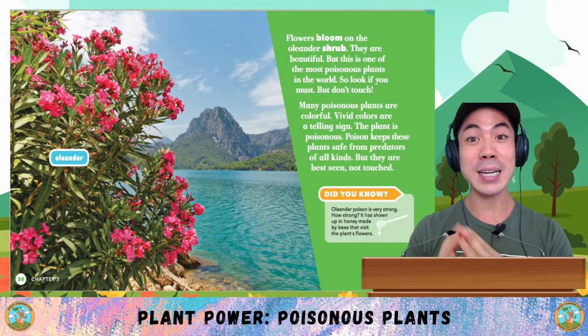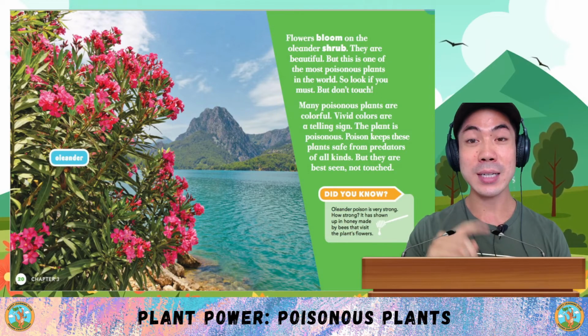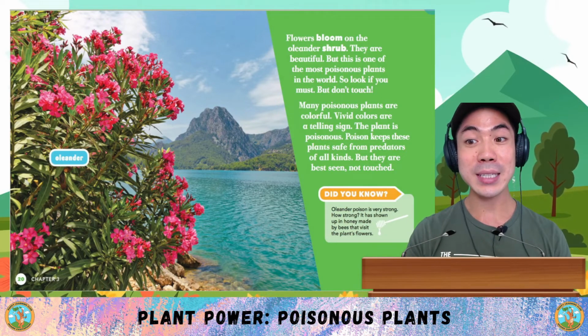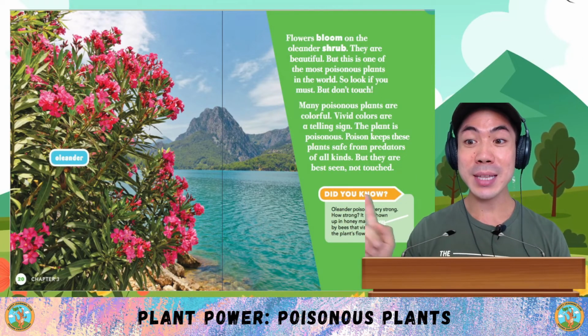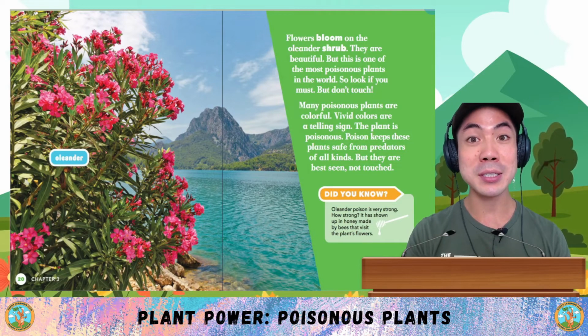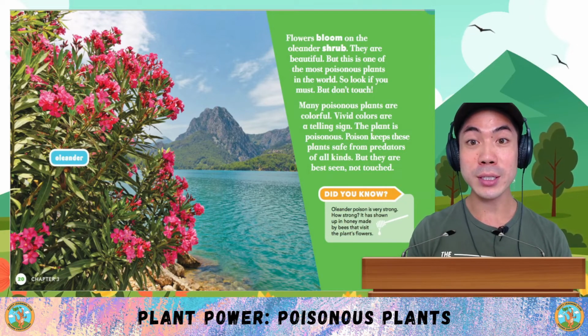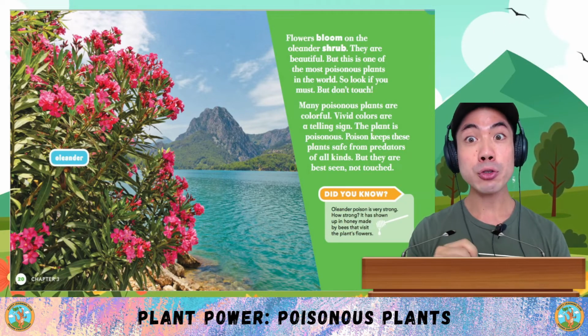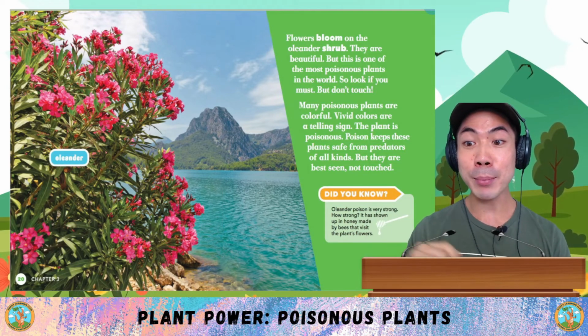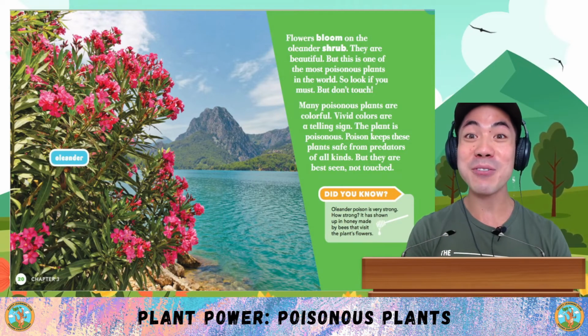Many poisonous plants are colorful. Vivid colors are a telling sign. The plant is poisonous. Poison keeps these plants safe from predators of all kinds, but they are best seen, not touched. Did you know that oleander poison is very strong? How strong? It has shown up in honey made by bees that visit the plant's flowers.